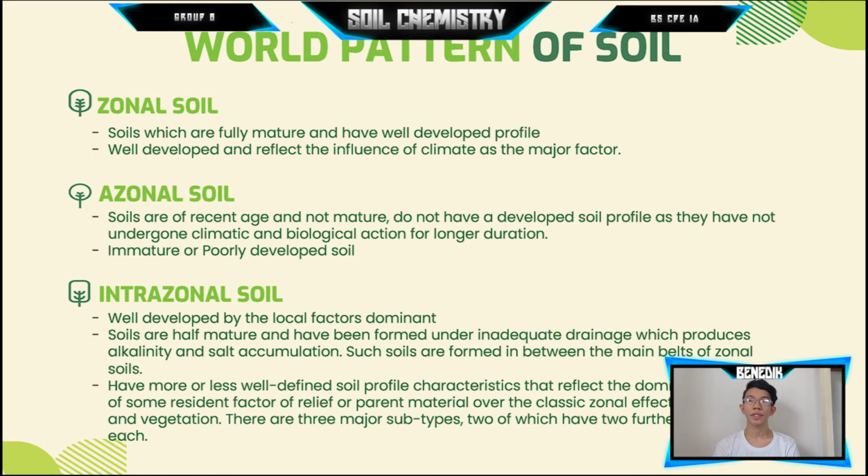Due to variations in soil texture, pH values, color, structure, and consistency, a variety of soils occur in the world. On the basis of maturity, these soils can be classified into 3 broad groups: zonal soils, azonal soils, and intrazonal soils. Zonal soils are soils which are fully mature and have well-developed profile. These soils reflect the influence of the regional climate and the vegetation that grows there.